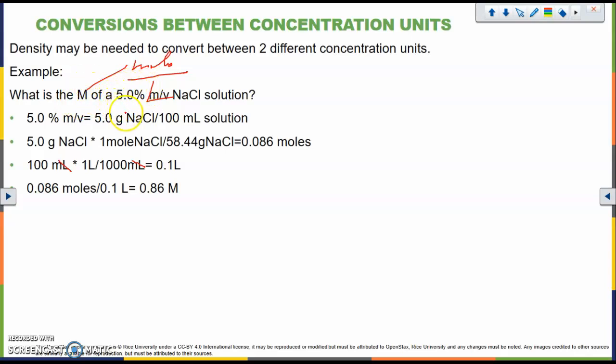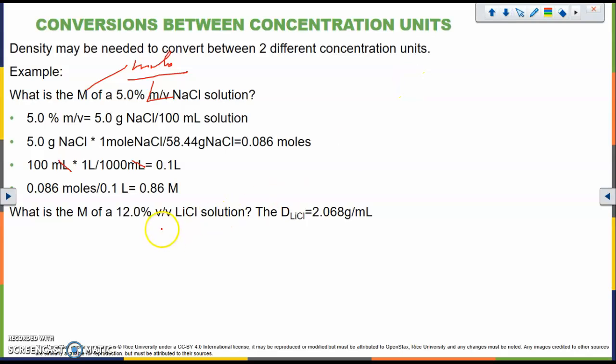Again, the key to this one is understanding what this unit concentration means. Before you even proceed further, you need to be familiar with those unit concentrations. Okay, another example. What is the molarity of a 12% volume lithium chloride solution? This means it's 12 mils of lithium chloride over, what is the denominator for a percent? 100 mils of solution. And I'm giving you the density of lithium chloride. Why? Because you will use it. Again, 12 mils over 100 mils.